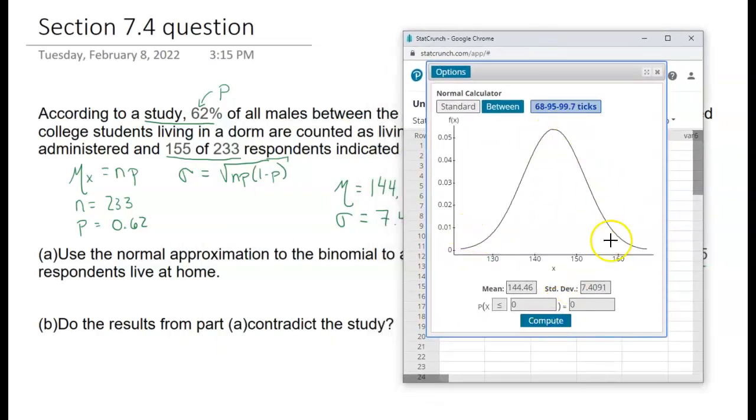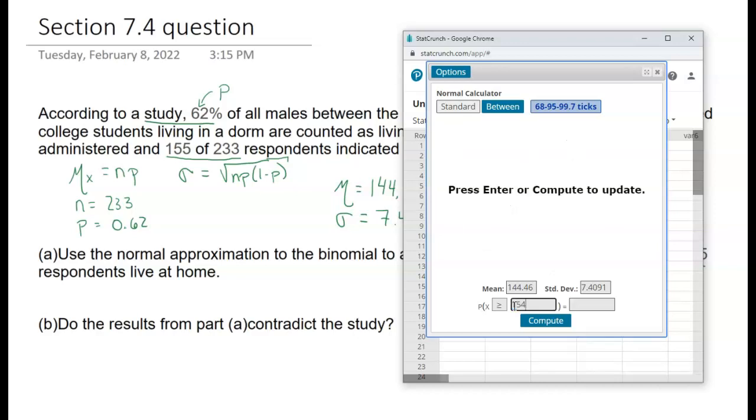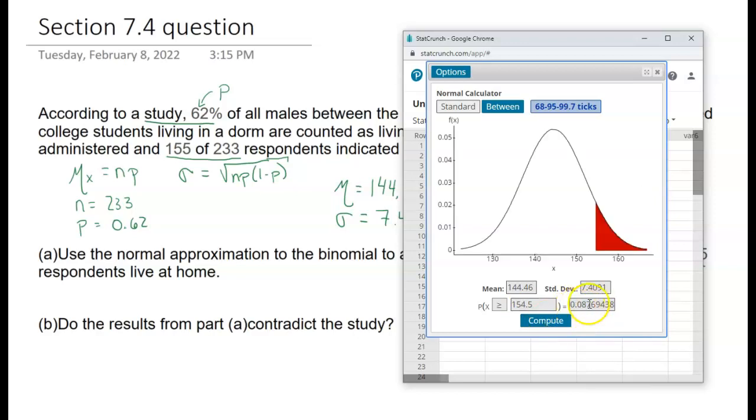So here's my curve. At least is going to be greater than or equal to, and then 155, I can't just say greater than or equal to 155. I have to do the correction for continuity, so I have to move half a step to one side of that, and since I want to include it, I will go one step to the left. So instead of 155, I do 154.5 as my at least, and this is the value I get.